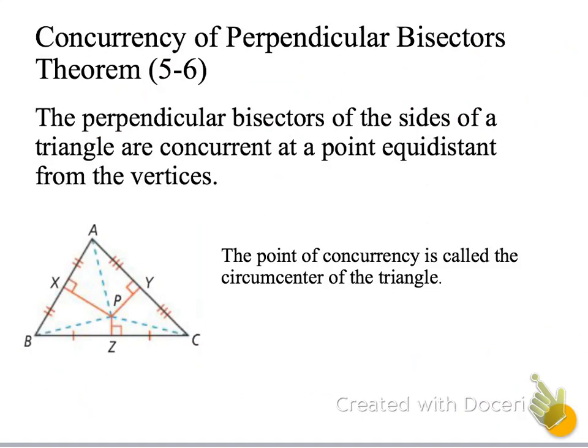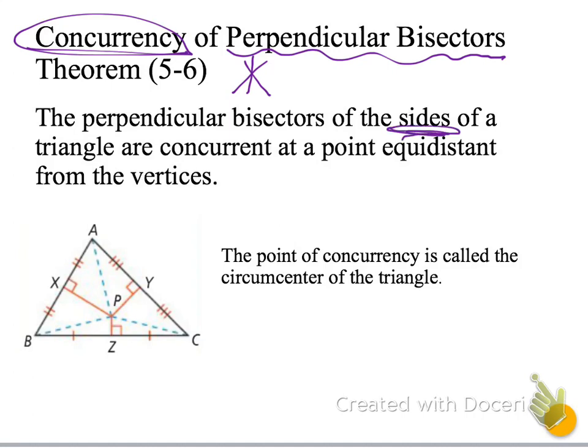Okay, the concurrency. Concurrency, remember, is where all 3 points intersect at the same spot. Okay, so we're going to talk about where all 3 lines in a triangle created from perpendicular bisectors meet. So a perpendicular bisector comes from a vertex, and it creates that perpendicular line. Okay, so the perpendicular bisectors of the sides of a triangle are concurrent, so they all meet at a point that is equidistant. So equidistance means it's equal from the vertices.